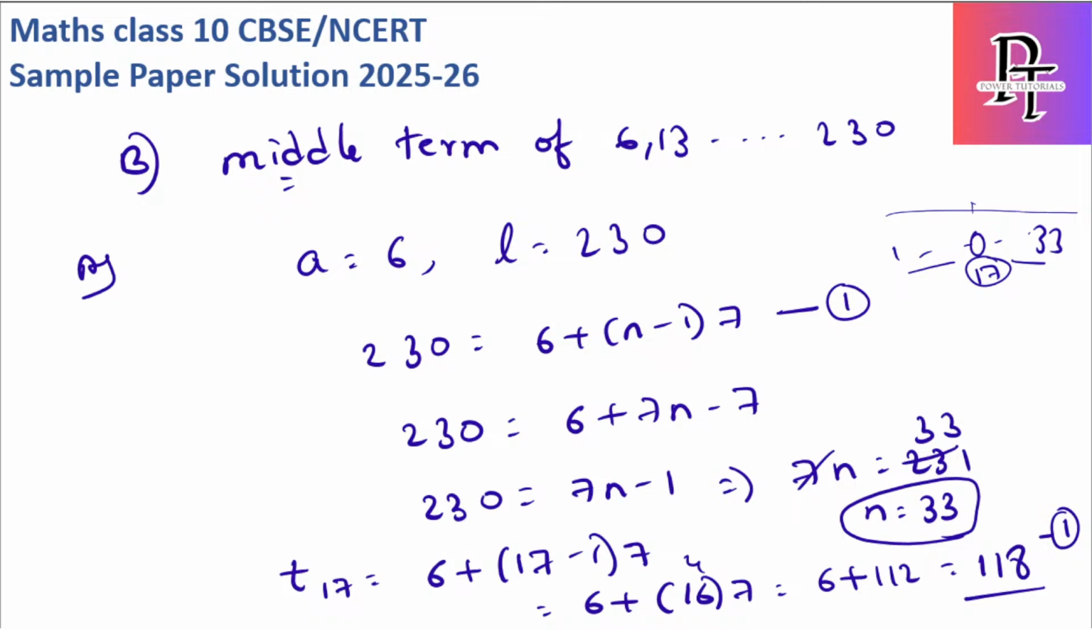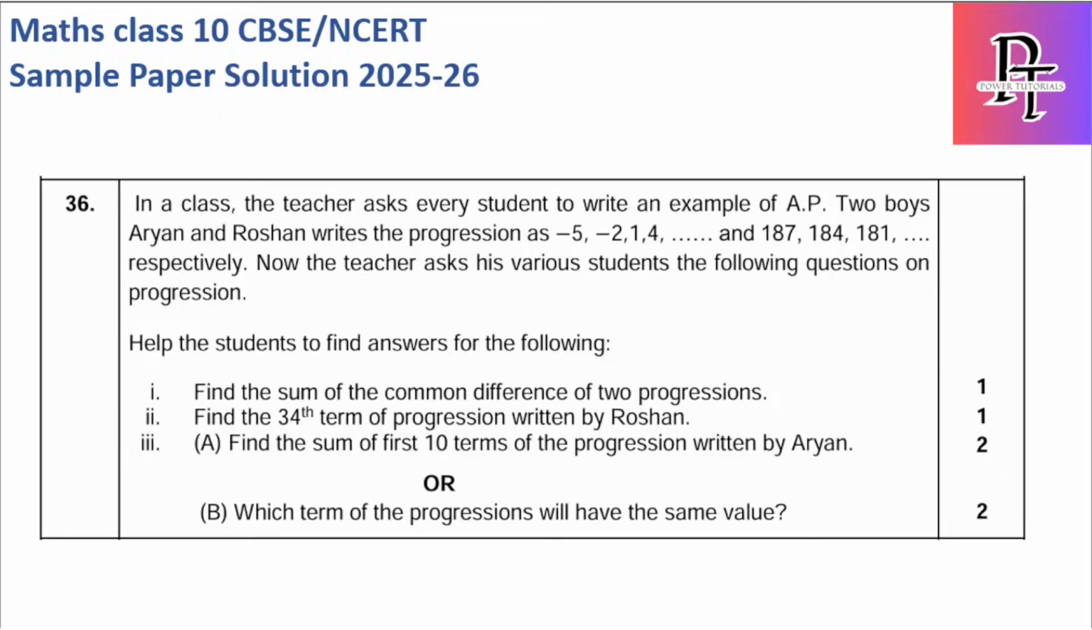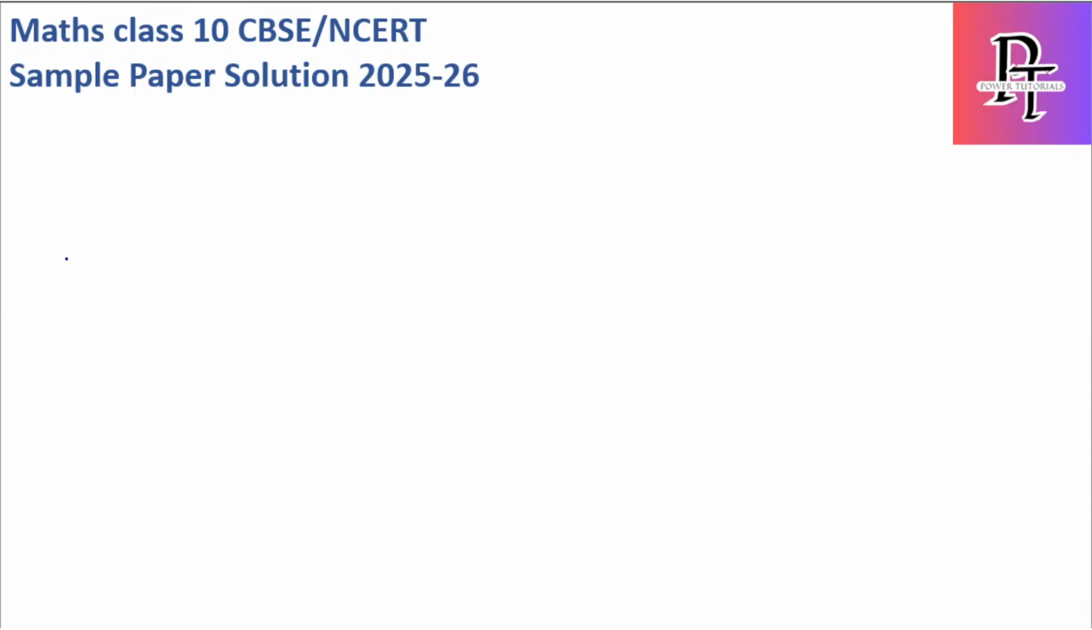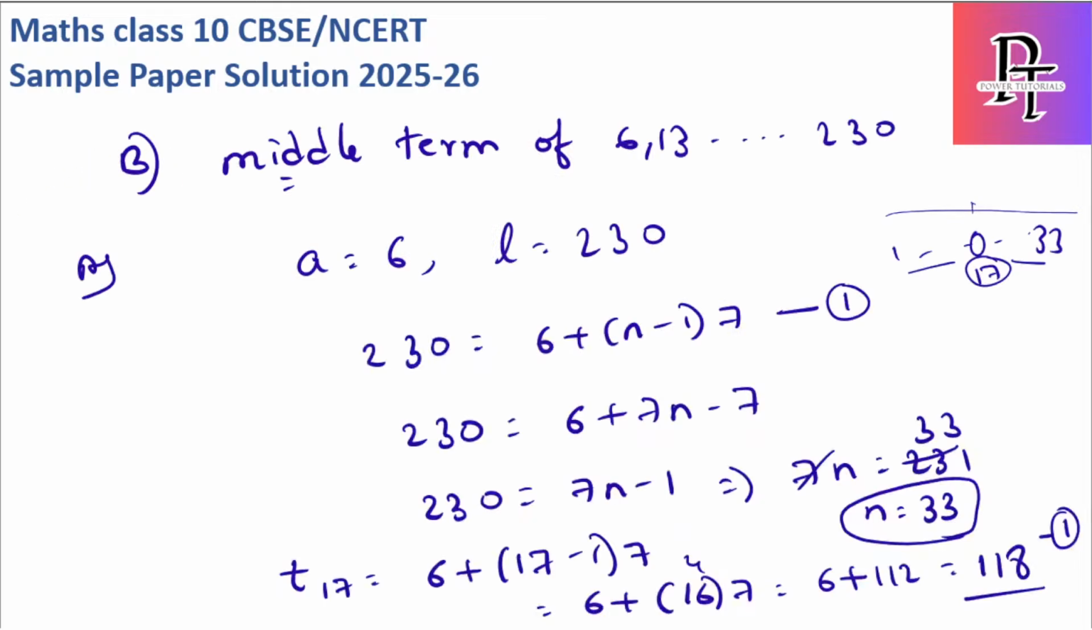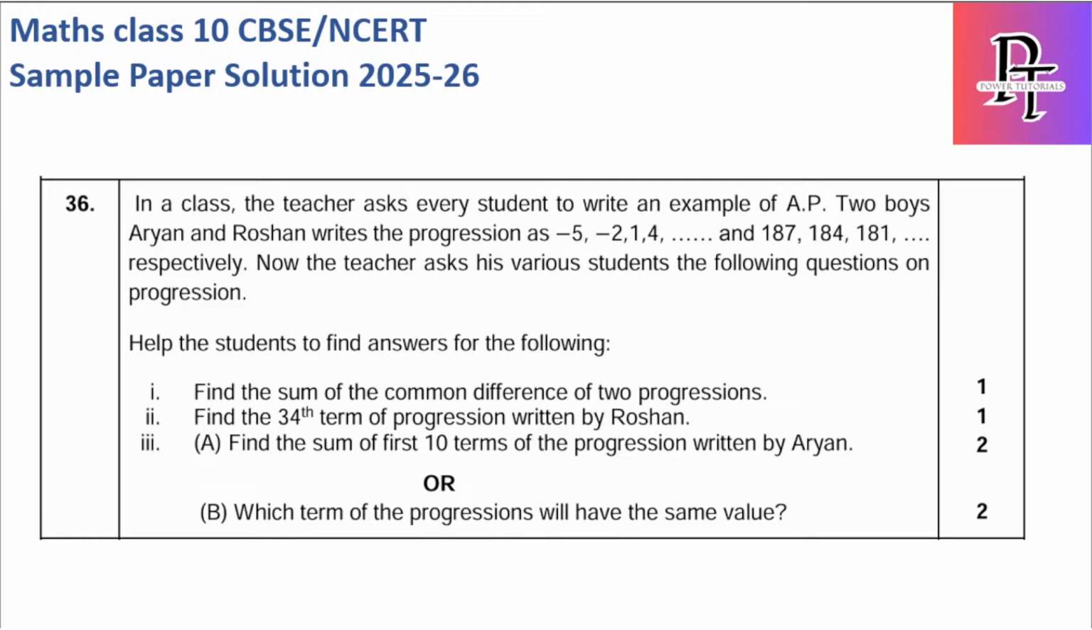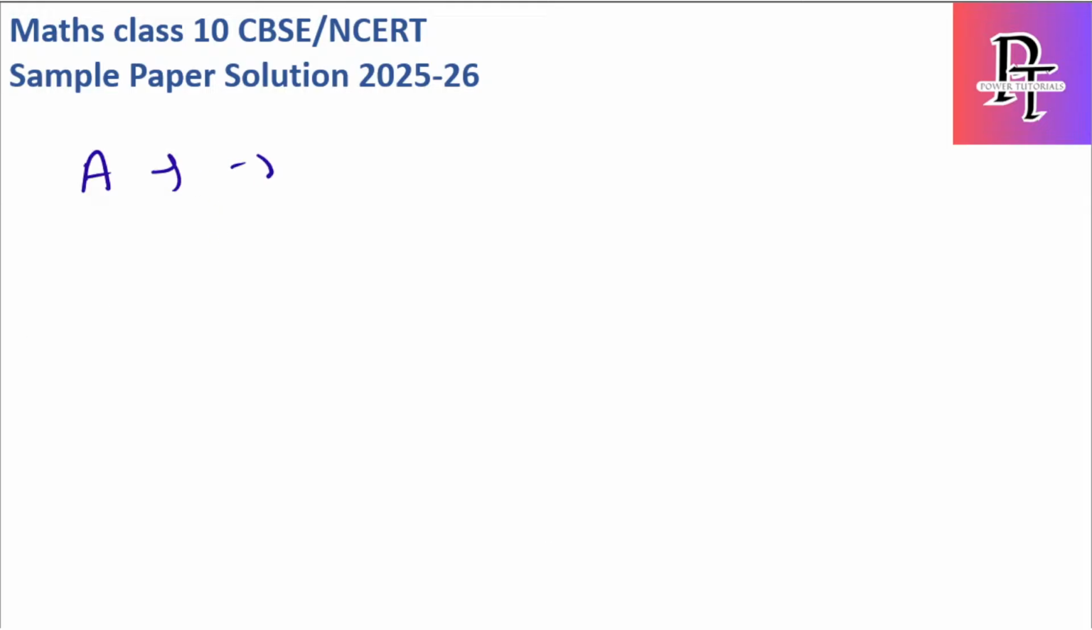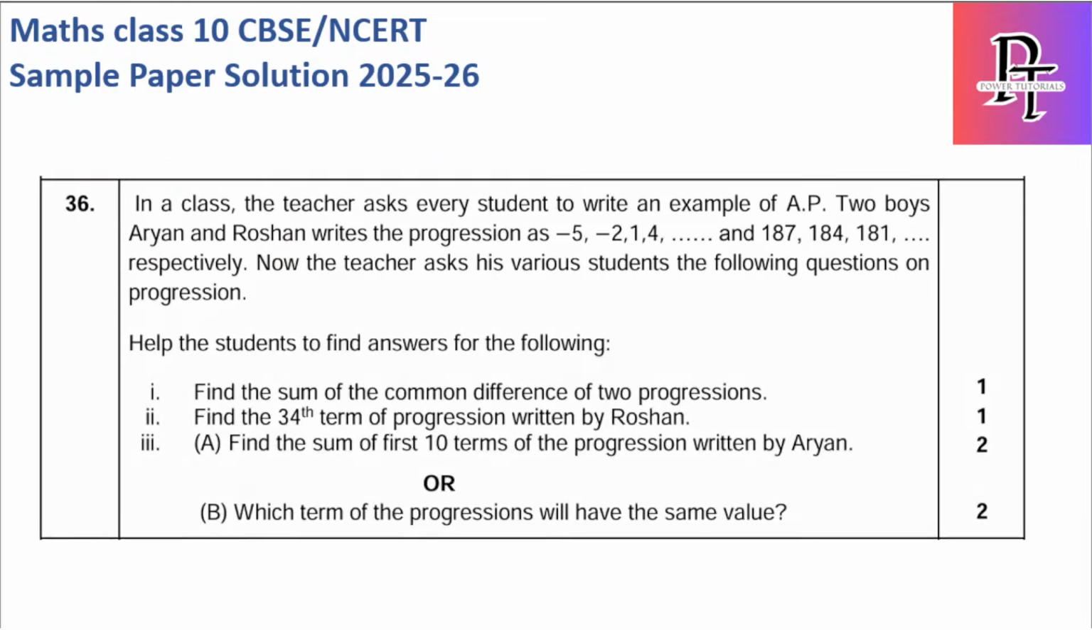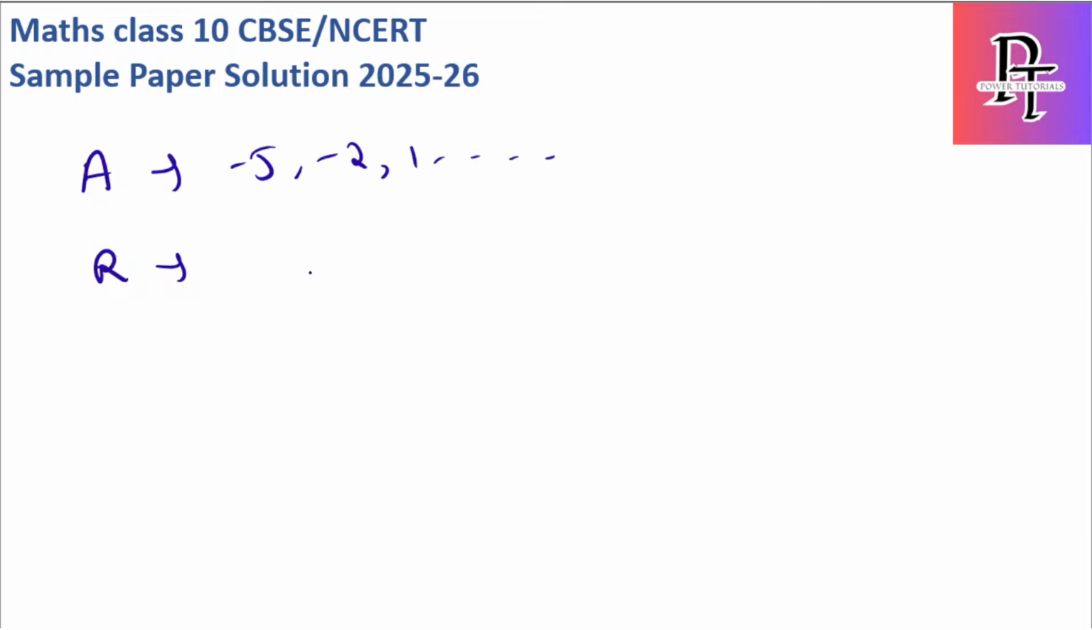Okay, so I'm moving to the next one. In a class, the teacher asks every student to write an example. Here, as I've mentioned before, we have two persons, Aryan and Roshan, and they have two progressions. So let's write both the expressions. Aryan's, I'll write it as A. Aryan's progression is -5, -2, 1, and so on, whereas Roshan's progression is 187, 184, 181, and so on.